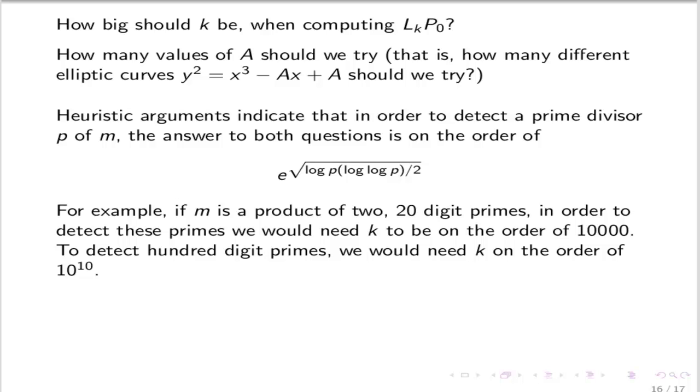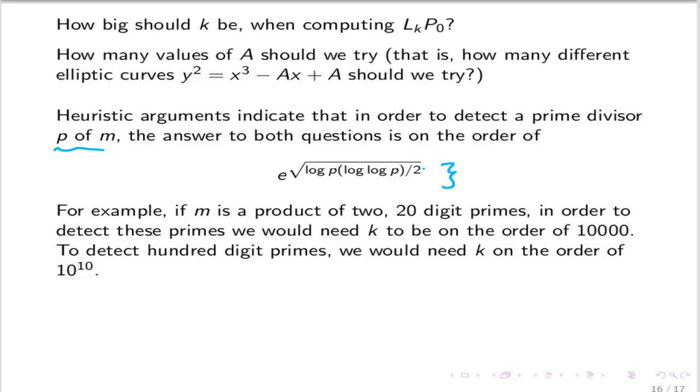So, how big should k be when computing this multiple Lk times P0? And how many different values of a should we try? Well, this is all kind of playing around with heuristics and making these decisions. And certain arguments indicate that if you're trying to detect a prime divisor p of m, this is going to be the size that a and k should run up to. So e raised to the square root of log p log p over 2.